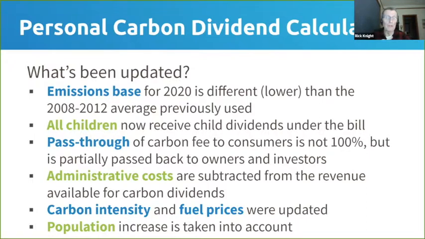Fourth, the new version accounts for some administrative costs of the policy, which in the first year will be about 6% of the revenue. Fifth, the carbon intensity of electricity has changed, and that's now updated in the model. And also fuel prices and other product costs, depending on where you are in the country, whether by zip code or state. And finally, the U.S. population has increased about 5%. And that has an impact on the amount of dividends each person will get because there are more people.